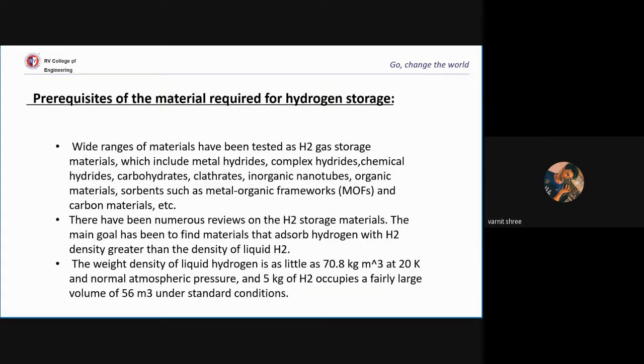But there are some prerequisites to hydrogen storage. There are numerous materials being tested. The main requirement is to find a material that absorbs H2 with a great H2 density, greater than the density of liquid H2, as liquid hydrogen takes very little space, almost 70.8 kg per meter cube at 20 Kelvin at atmospheric pressure. As you would already know, there are many advantages to hydrogen as well, which we'll show in the next slide.